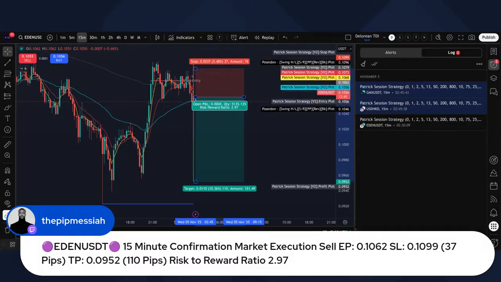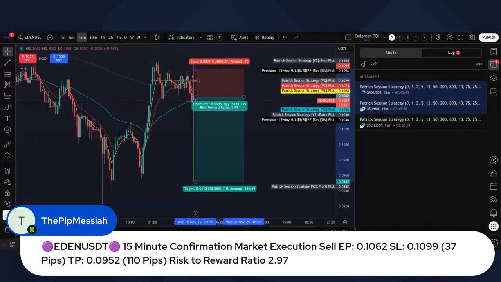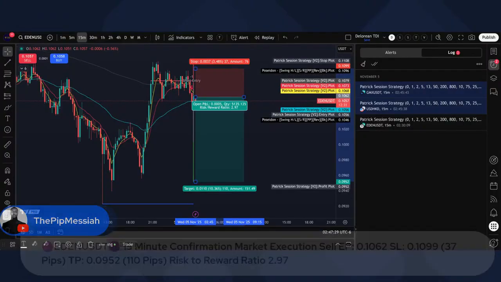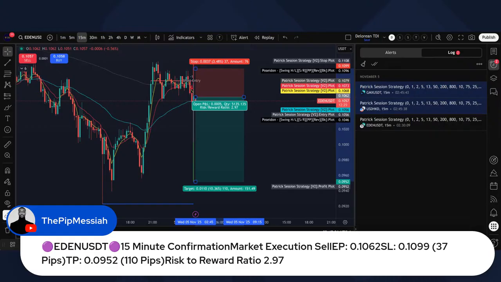Eden versus Tether is a 15-minute sell. Entry price is 0.1062. Stop is 0.1099 for 37 pips. Take profit is 0.0952 for 110 pips. The risk is 2.97.